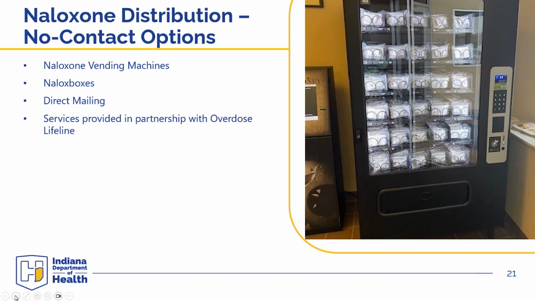Also, we support the no contact options, which include naloxone vending machines that you can see in many places across the state, the nalox boxes, also direct mail. So if any individual wants to receive naloxone through direct mail, that is an option, and services provided in partnership with Overdose Lifeline. So we do partner with Overdose Lifeline to continue the distribution of naloxone across the state.